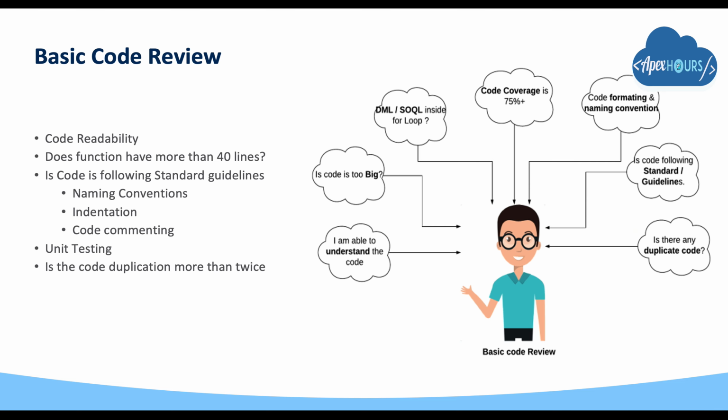Now, when we are talking about the code review process, what exactly comes to your mind if I say you need to review the code? The first thing that comes to mind is: am I able to understand the code? Is the code too big? DML or SOQL inside the for loop. Code coverage is 75%. Code formatting and naming conventions are good. Is the code following the standard guideline? Is there any duplicate code? This is what a few things that come into our mind when we are talking about the code review.